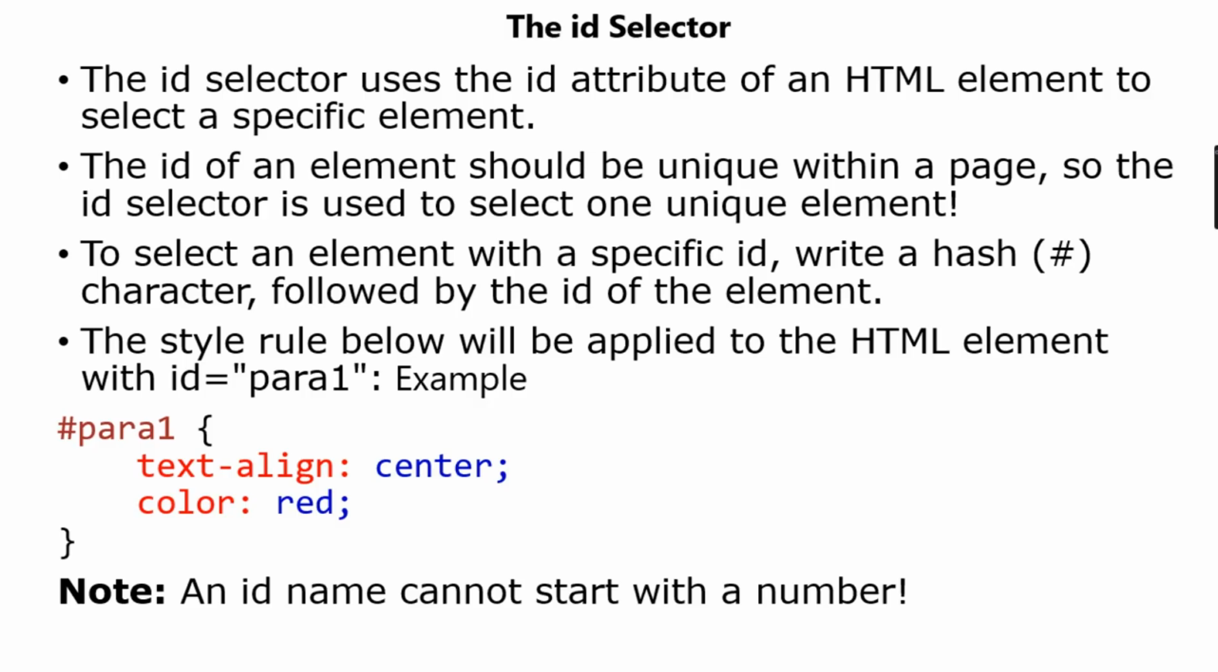All right, to select an element with a specific ID, write a hashtag character followed by the ID name of the element that you gave in your HTML. The style rule below will be applied to the HTML element with ID param1. Example, let's do that now.